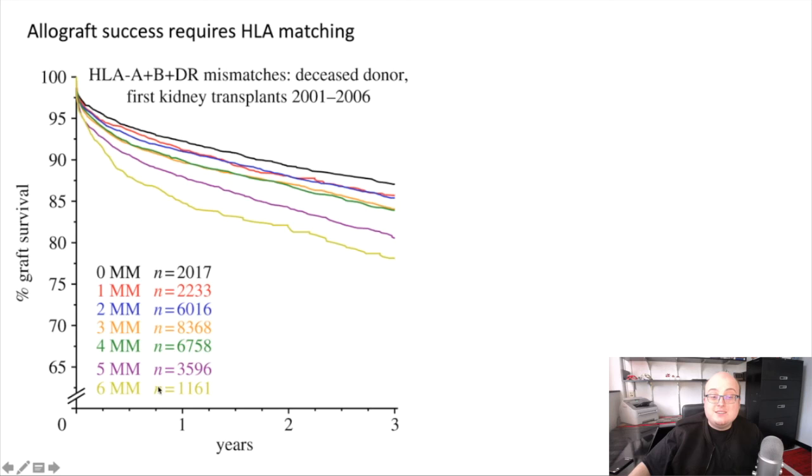Whereas patients who had 6 mismatches, so they were not matched on any of these 6 alleles, had the worst prognosis overall. They have only about 78 or 80-ish% survival after year 3, and you can see it's a pretty linear-ish correlation here. The more mismatches we have, overall, the worse outcomes we have in terms of graft survival. Again, why exactly this happens on a molecular level is the topic of a future lecture.